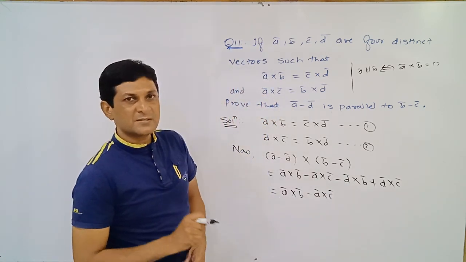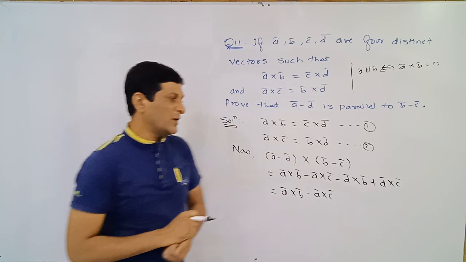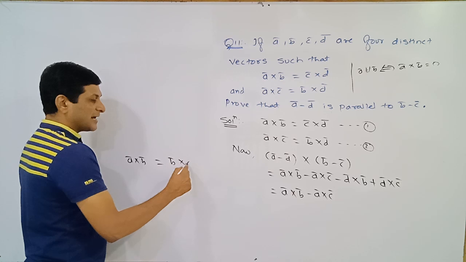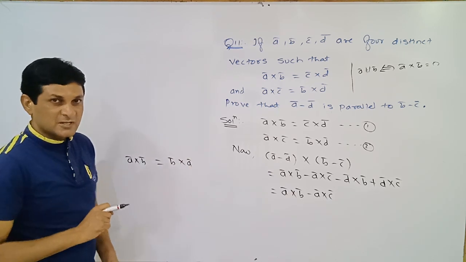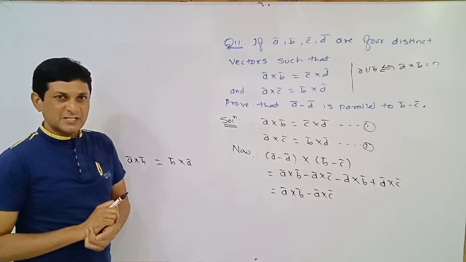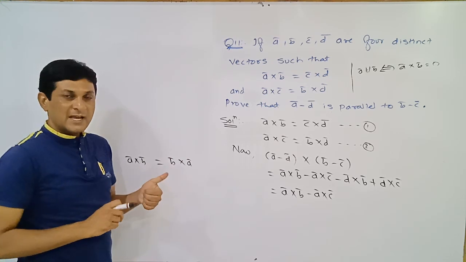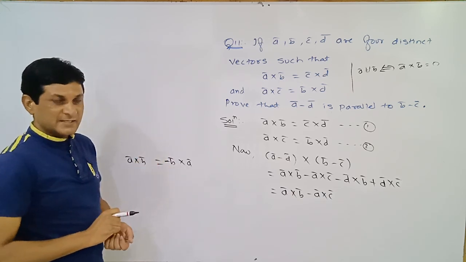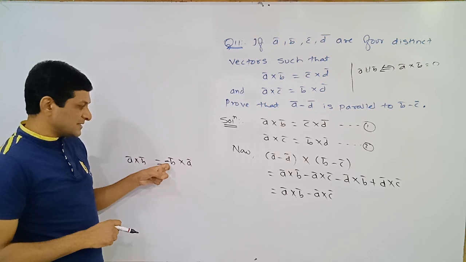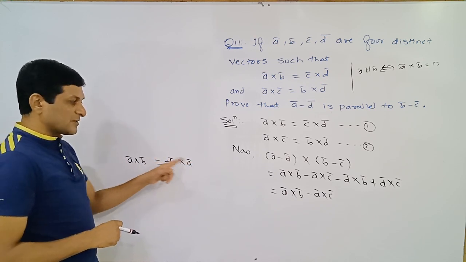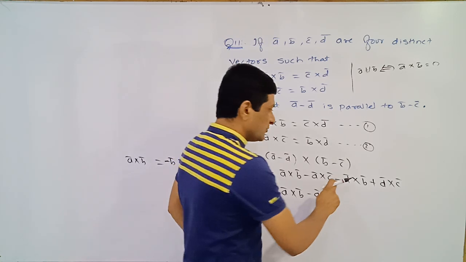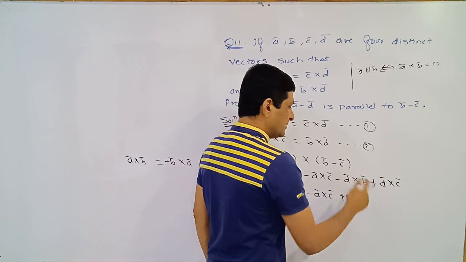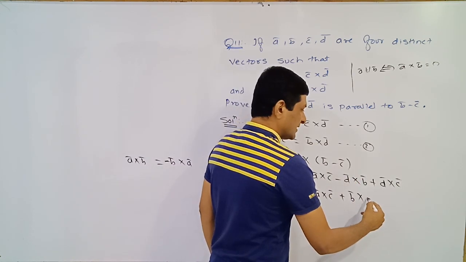Now we have studied some important results in cross product. One of the important results is what? a bar cross b bar and b bar cross a bar are not equal. Means the commutative property does not hold in cross product, because these two vectors have equal magnitude but directions are opposite. So it will be denoted by a minus sign. Means simply if we replace this minus sign by plus, these two vectors will get interchanged. Here also we are replacing this minus by plus, so d bar cross b bar will become b bar cross d bar.